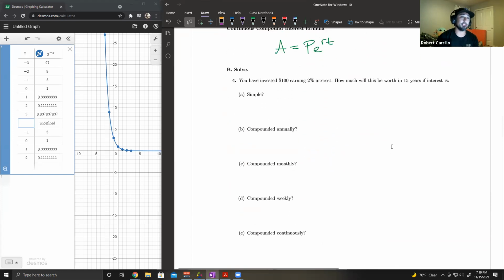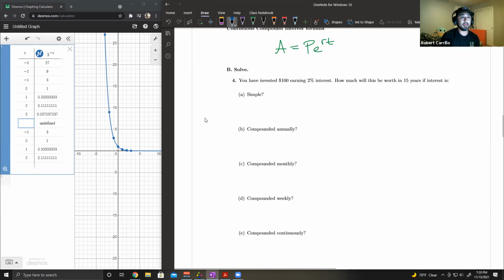All right, so B, you have invested $100 earning 2% interest. See, there it is already. 2% interest, we don't have a deal. We're not going to make any money off 2% interest, but that's another day. So we're investing $100, earning 2% interest. How much will this be worth in 15 years if interest is simple?